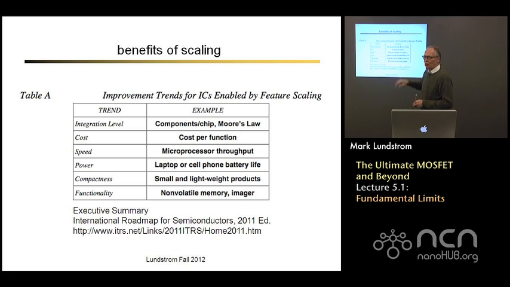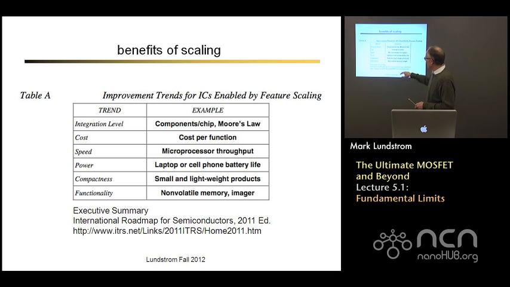It reduces the cost per function because all of the electronics is on one chip. We don't need multiple packages that have to be assembled. It increases the speed because we don't have wires going off chip and connecting various chips to slow things down. It lowers the power because we have everything on one chip, and multiple chips increase the amount of power. So we can enable things like laptops and cell phones with reasonable battery life.